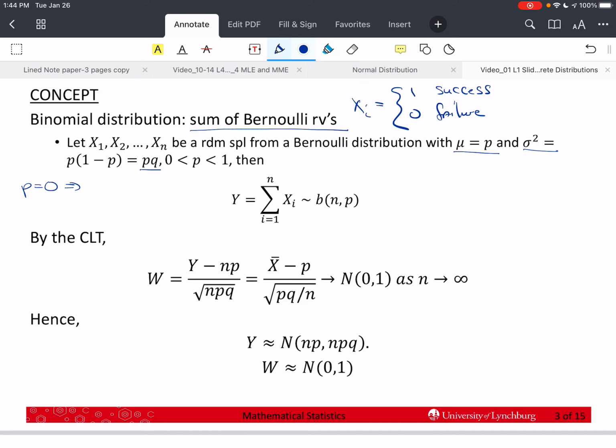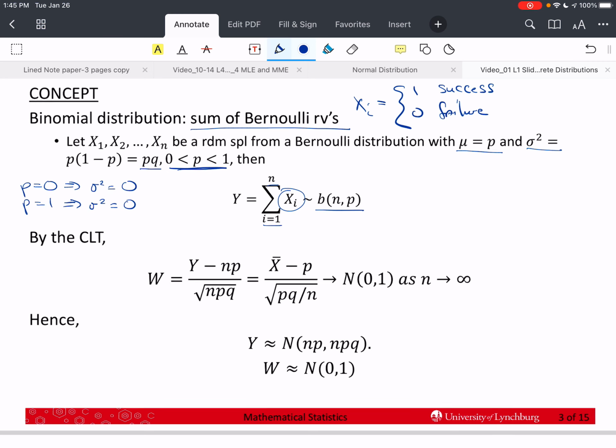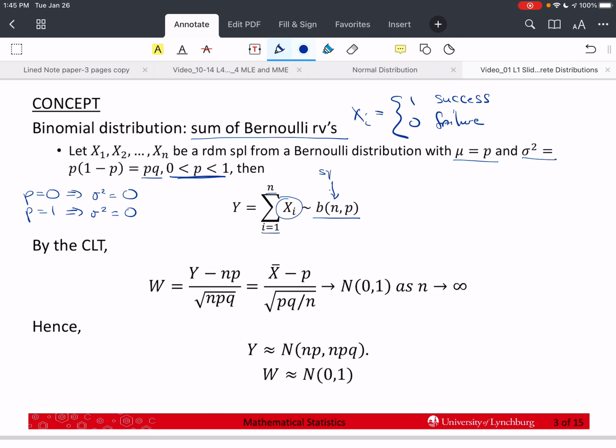P equals 0 implies that sigma squared is equal to 0. P equals 1 means that sigma squared is also equal to 0. That means there's no variation. That means we really don't have much need for statistics in that case. Okay? So we're interested when p is between 0 and 1 but not equal to. And then if you remember, we sum up the xi's, i equals 1 to n, and the result is a binomial distribution with sample size n and probability of success p.